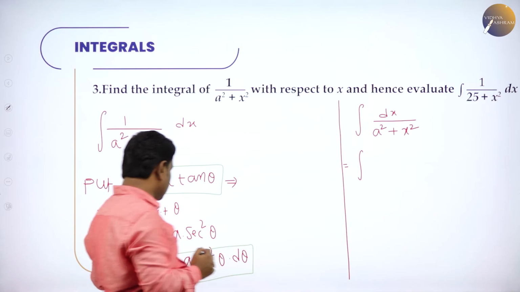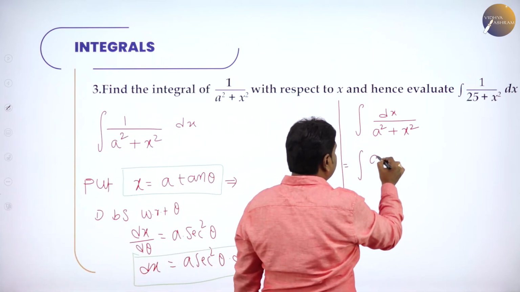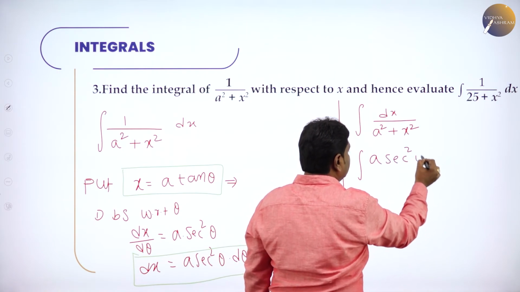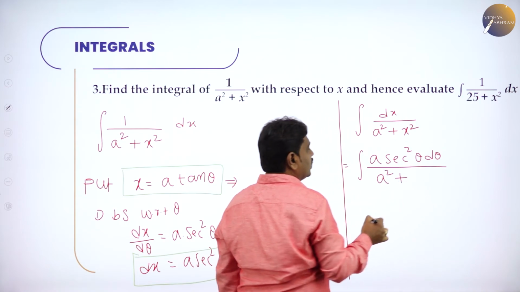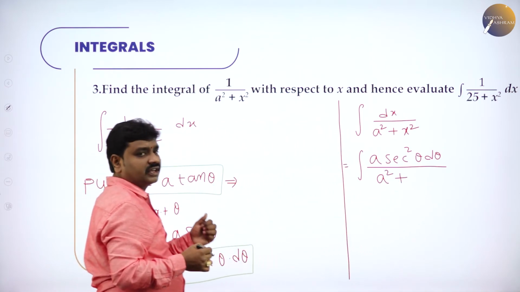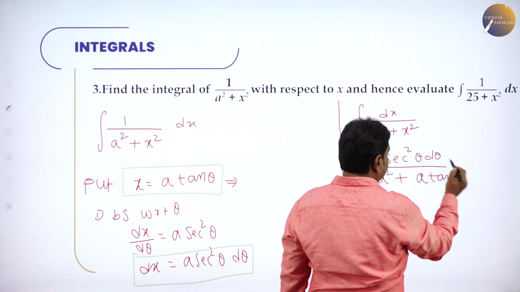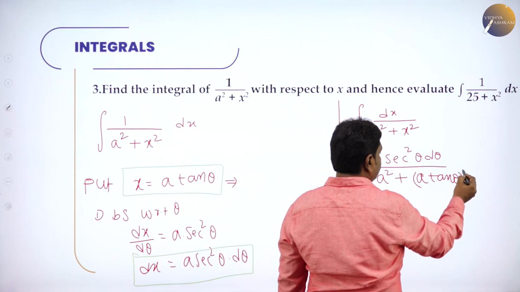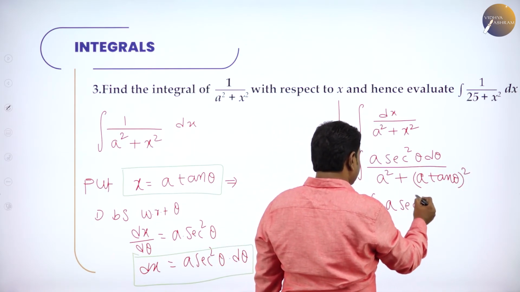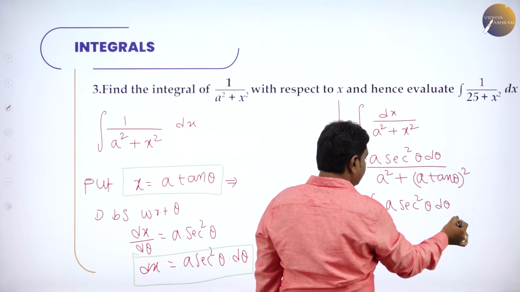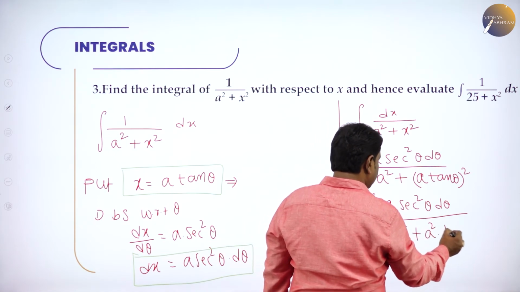Now what is dx you got? A secant square theta d theta. In the place of dx put a secant square theta d theta. Denominator let it be a square plus x square. What is x? X is a tan theta. In the place of x put a tan theta, whole square. That is integration of a secant square theta d theta divided by a square plus a square tan square theta.